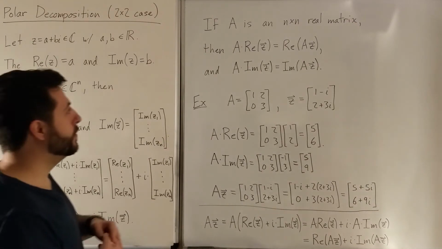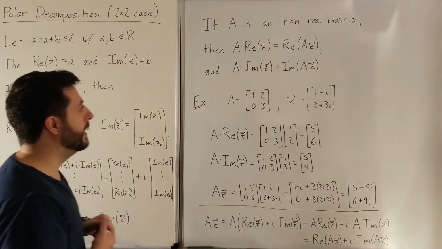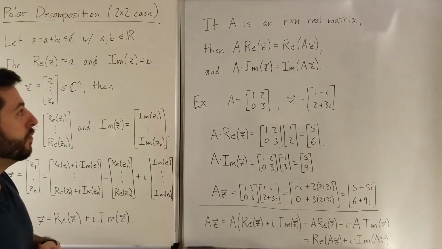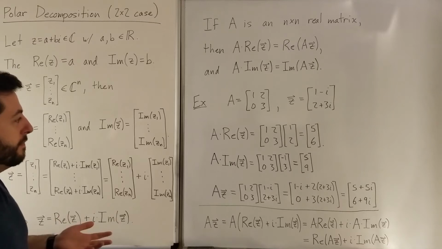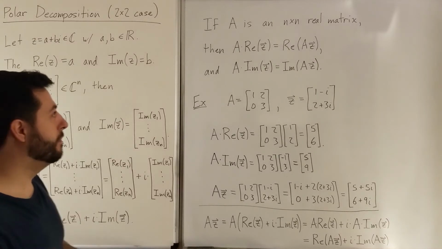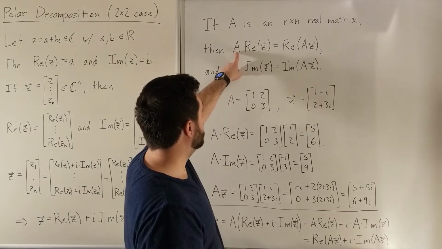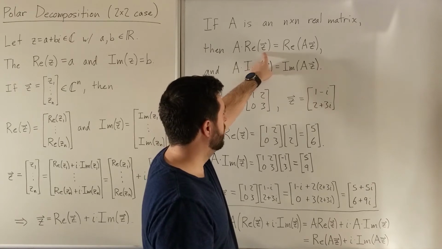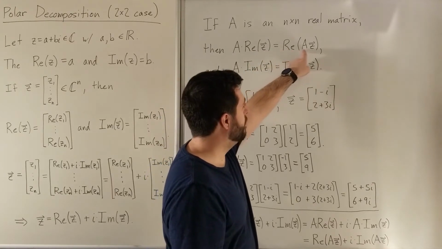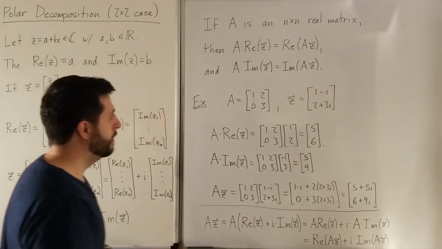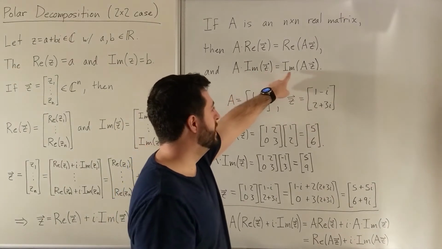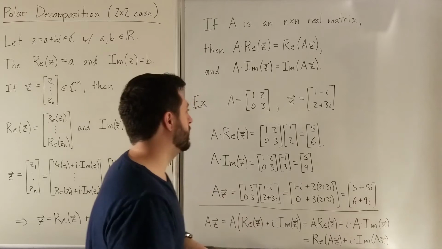So now let's look at what happens when we try to multiply matrices by complex vectors. So I'm going to use a real matrix, so all of the entries of A are real, and I'm going to state this for n by n matrices and then illustrate why this should be true by just looking at a 2x2 example. So what this says is if you take a real matrix and you multiply by the real part of a complex vector, that's the same as the real part of A times the vector itself. And the same thing is true for the imaginary part. A times the imaginary part of a complex vector is the imaginary part of A times the complex vector.